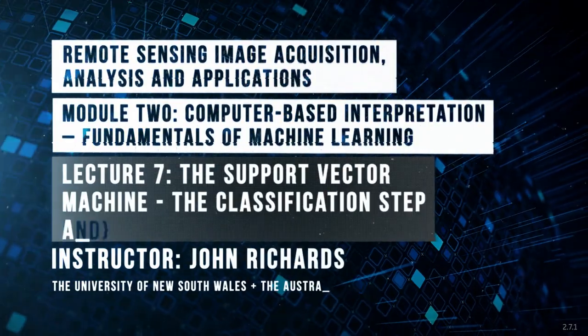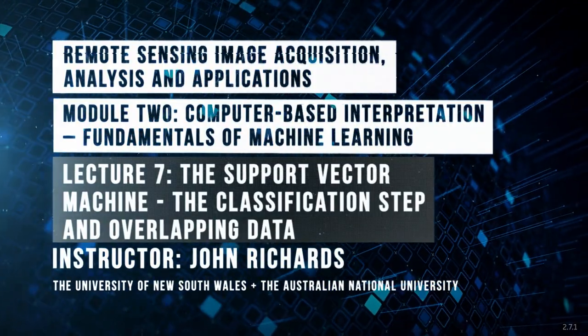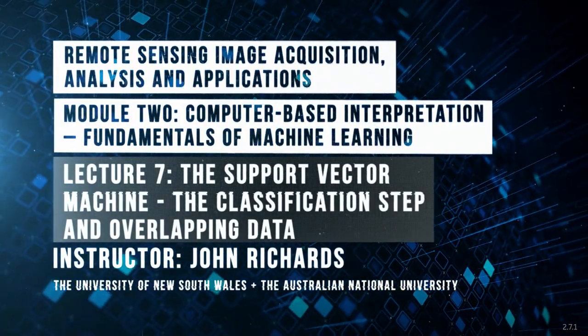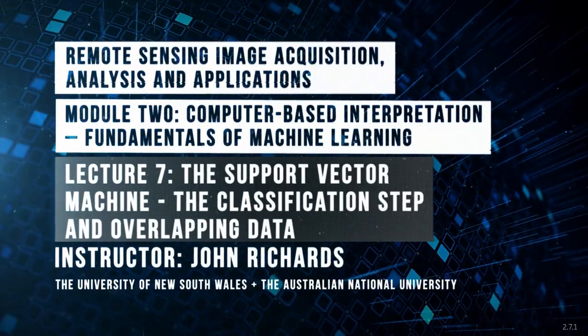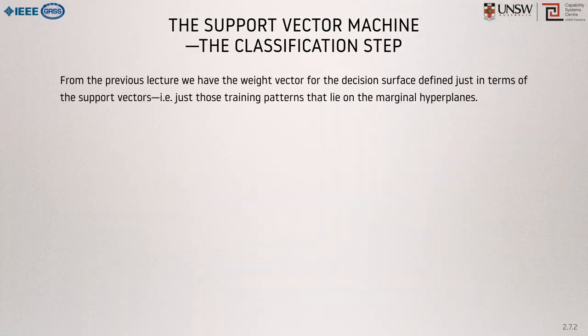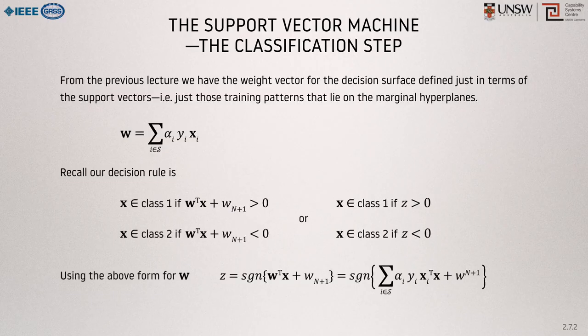We now take the support vector classifier to the next stage of development by looking at the actual decision rule and how we can handle the practical case of overlapping classes. In this slide, we summarize how decisions about the class membership of an unknown pixel with measurement vector x is determined using the support vector machine.